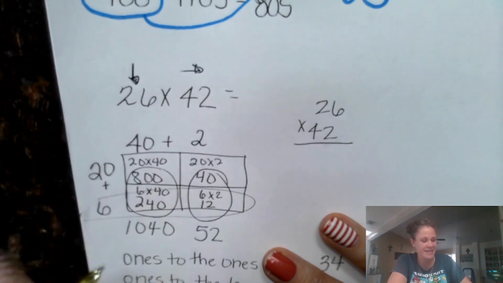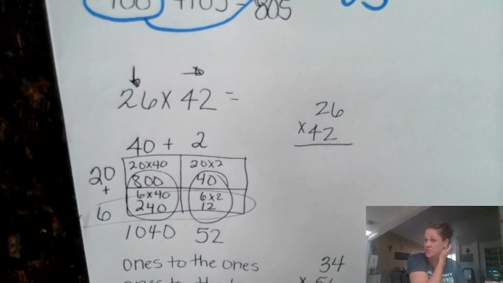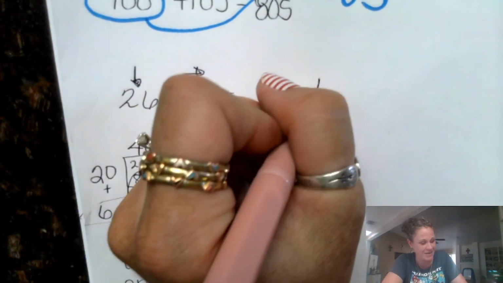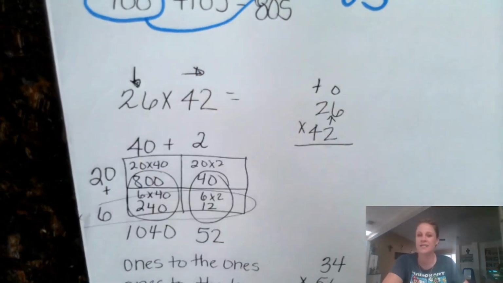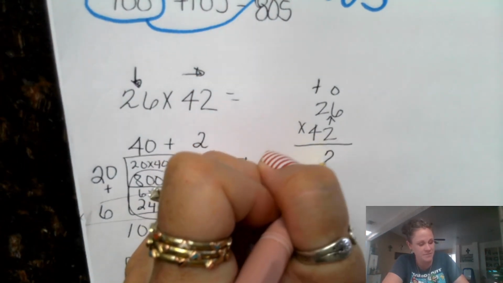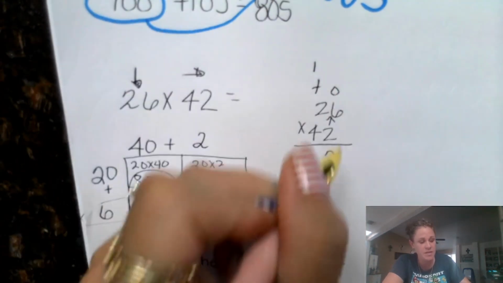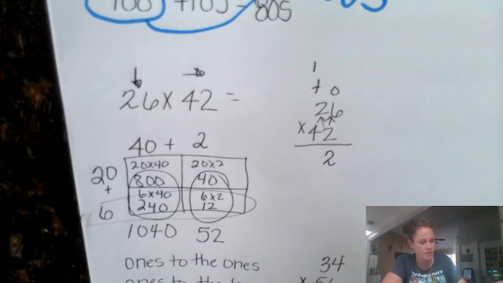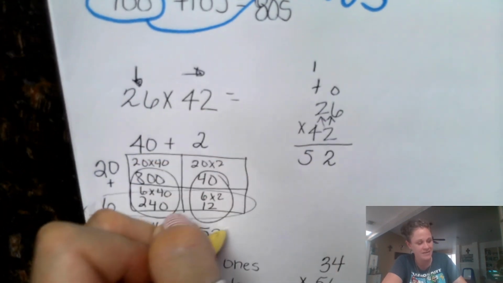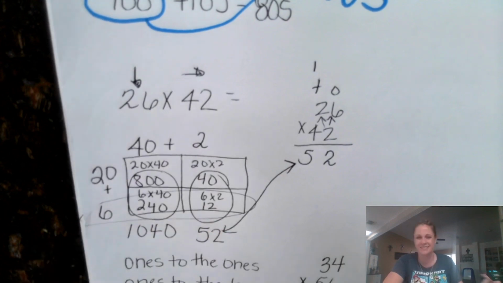And I like this because it's just a little easier for you to add that way too. Okay, so let's check ourselves out. Let's go in our little house. We're going to go ones to the ones. So 6 times 2 is 12. 2 times 2 is 4. One more is 5. Notice my partial product, okay?